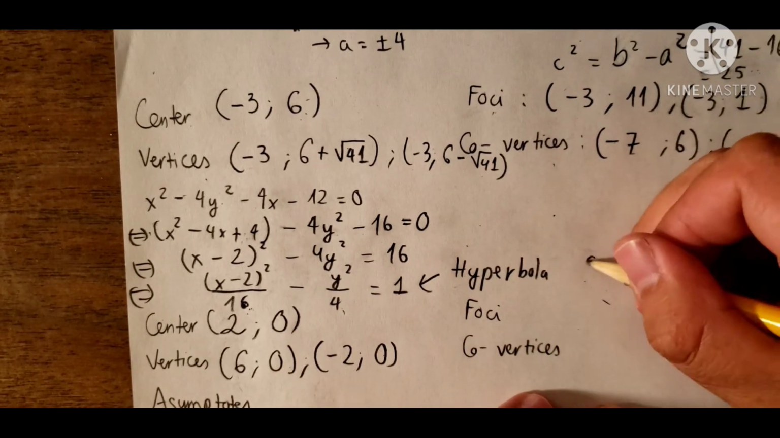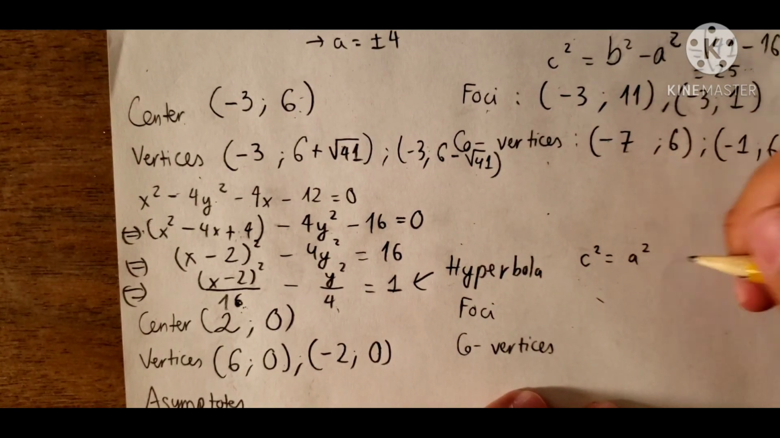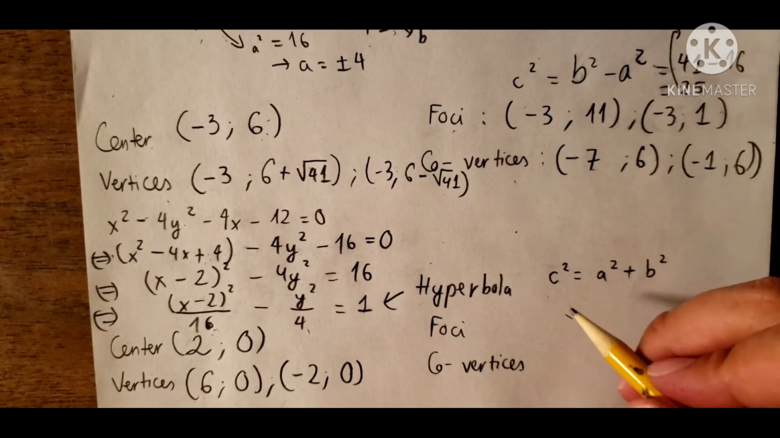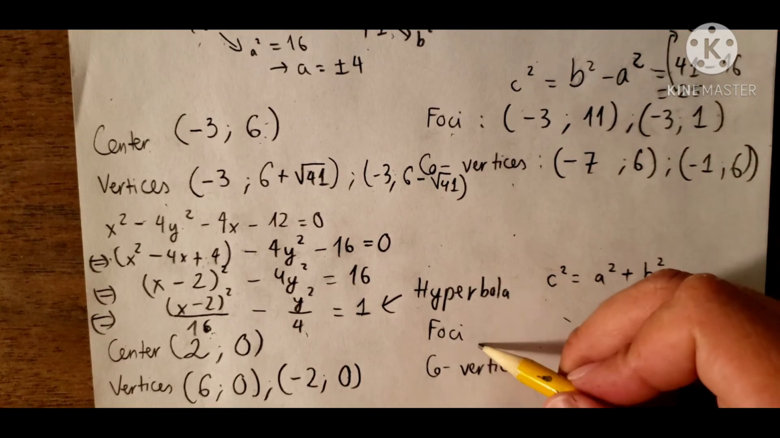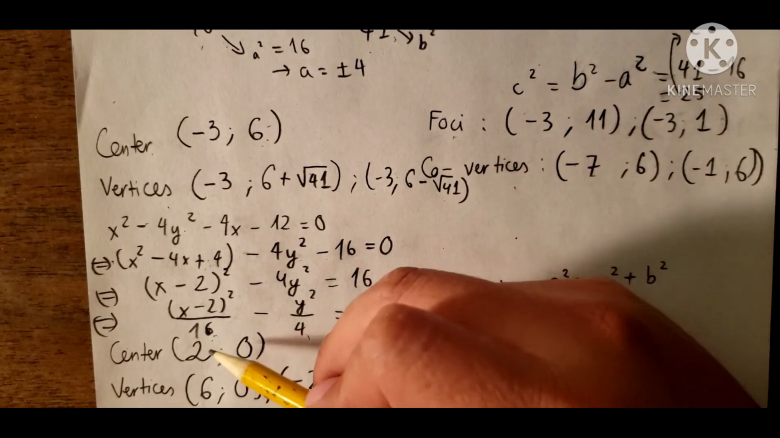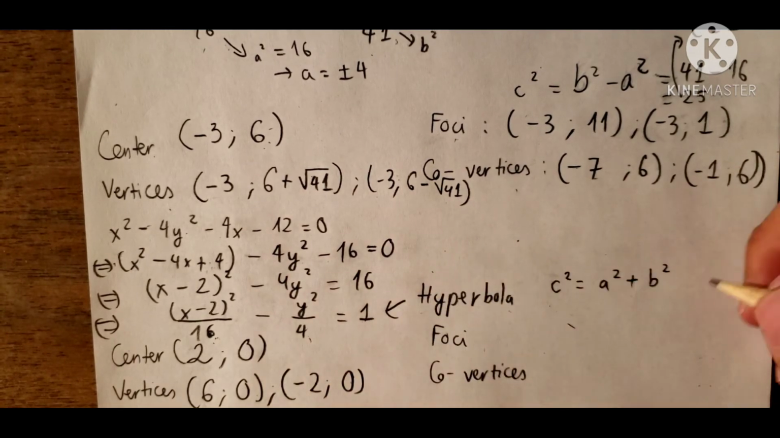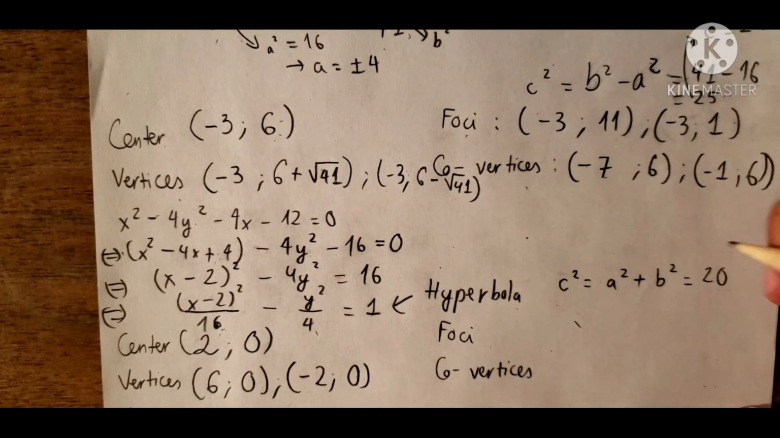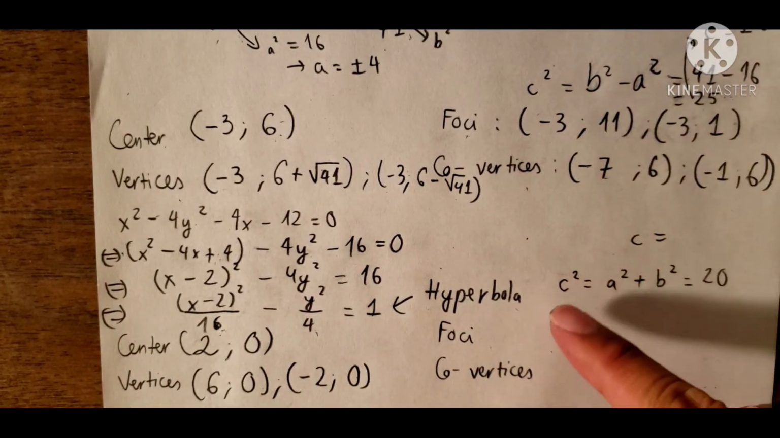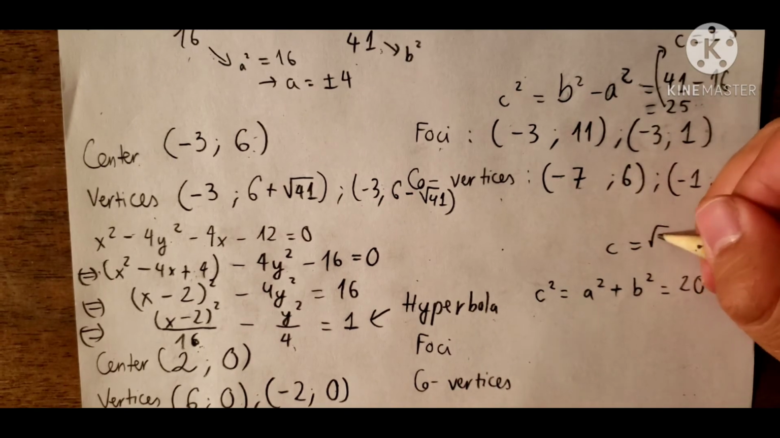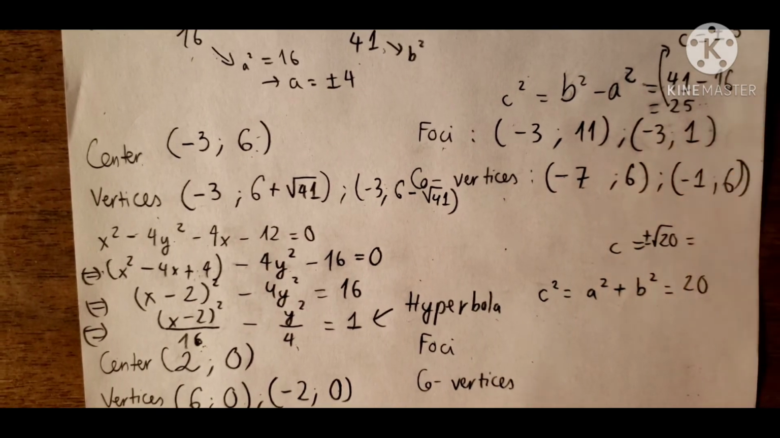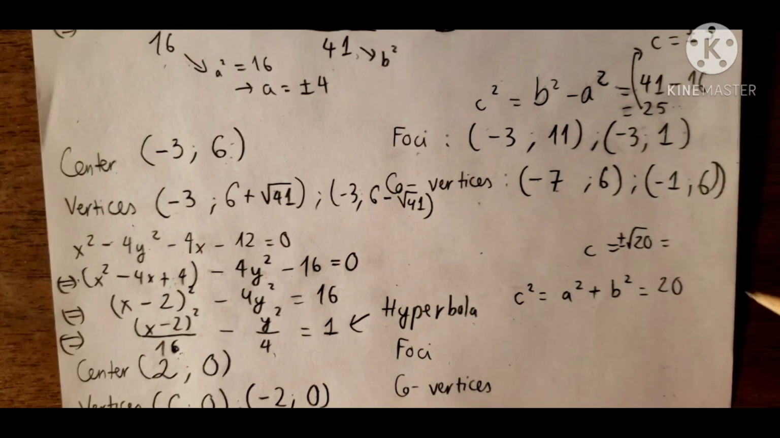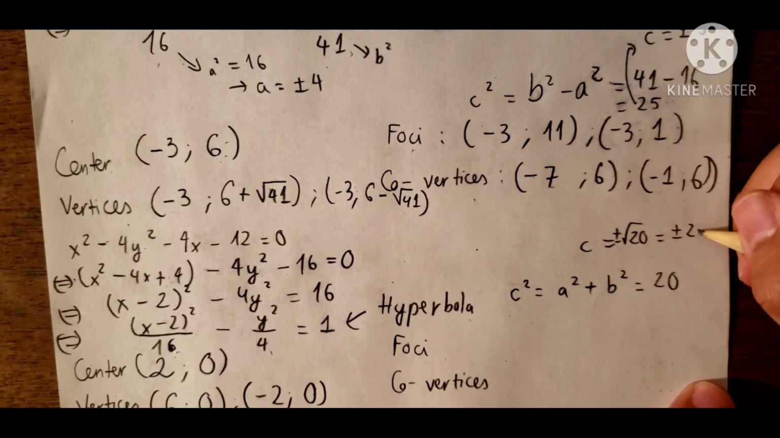Foci is c power 2 equal to a power 2 plus b power 2. So this is the formula for the foci in the hyperbola. We have 16 and we have 4, and that's 20. And in here we have the square root of the c power 2, the square root of 20. You got positive and negative, so you got positive and negative 2 square root of 5.